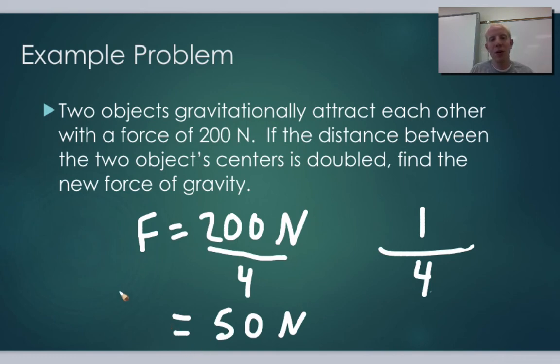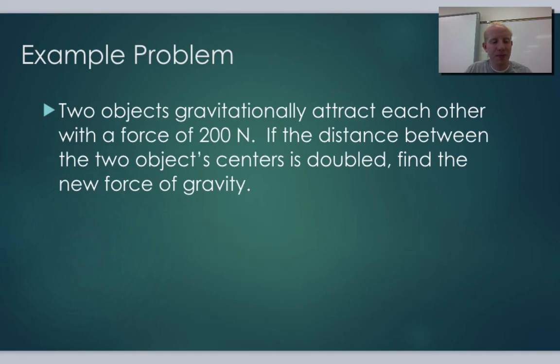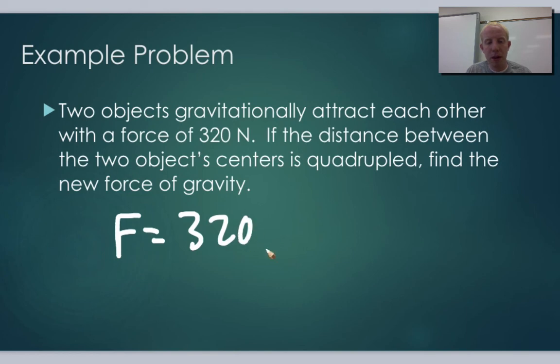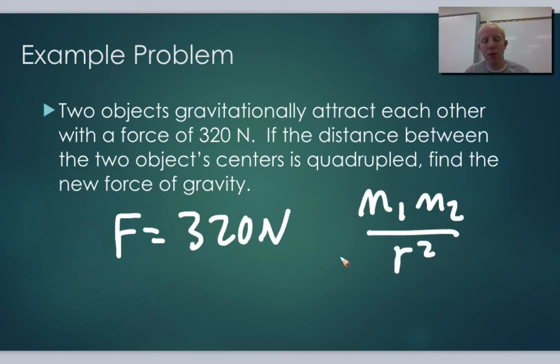All right, let's try another one. Same equation. Two objects gravitationally attract each other with a force of 320 newtons. The distance between the two object centers is quadrupled. Find the new force of gravity. Well, same thing. We know the force is 320 newtons, and it's going to be proportional to that stuff we wrote before, m1 m2 over r squared.